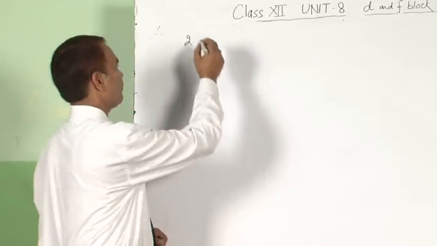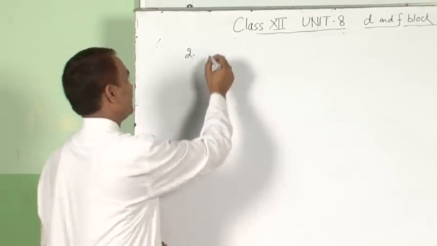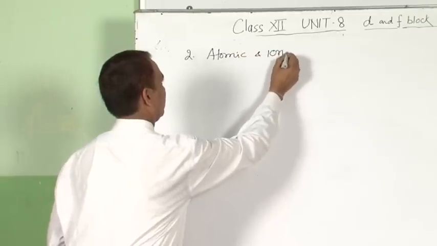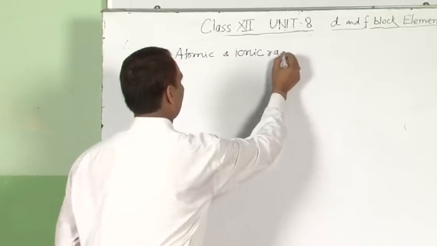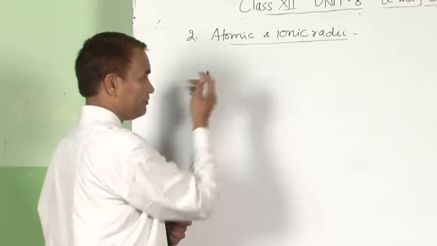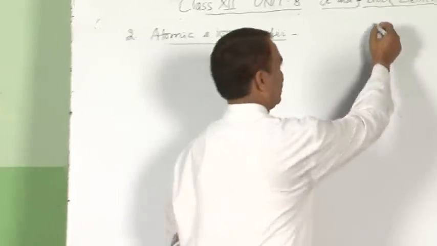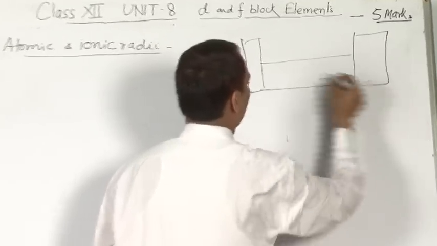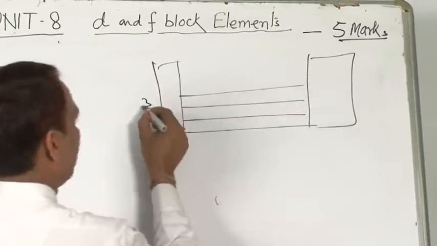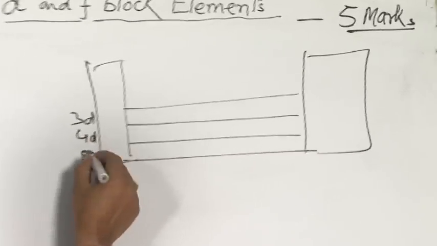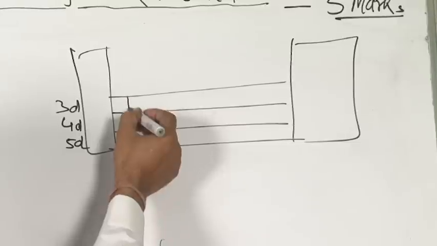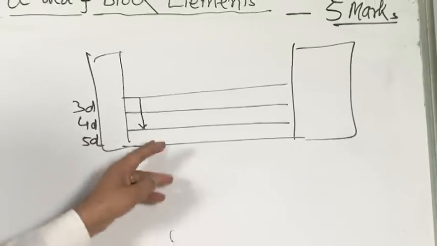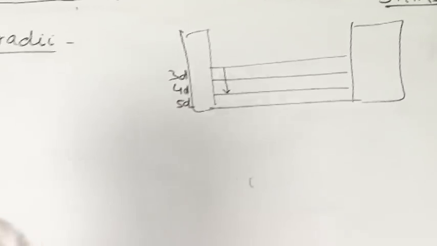Second, atomic and ionic radii. In the case of the transition metals, here I have drawn the 3D, 4D and 5D series. The size of the 4D series elements is more than the 3D. But when going from the 4D to the 5D series, the size is nearly similar.